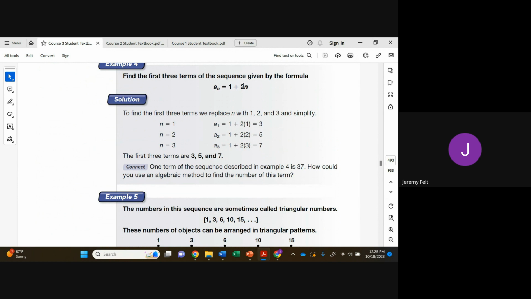This one's pretty straightforward. We just have 2 times a number and then adding 1 to it. So we may go 3, 5, 7 versus 2, 4, 6, 8. It's going to be similar to that pattern, but it's just going to be odd numbers because it's 2 times a number and then we're adding 1 to it. So it's always going to be odd.